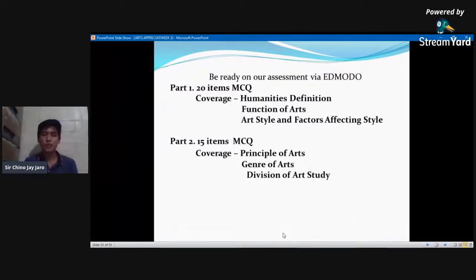We're ready on our assessment via Edmodo. Again, MCQ lang po siya. Multiple choice question. For 20 items, siguro gawin natin mga 40 minutes. Then dito sa 15 items, 30 minutes. Okay? Naka-partition po yan. Magkaiba po siya. Hiwalay, naka-separate para hindi po mabigla. Pero po sa ating preliminary, magkasama na po siya. 50 items lang po.